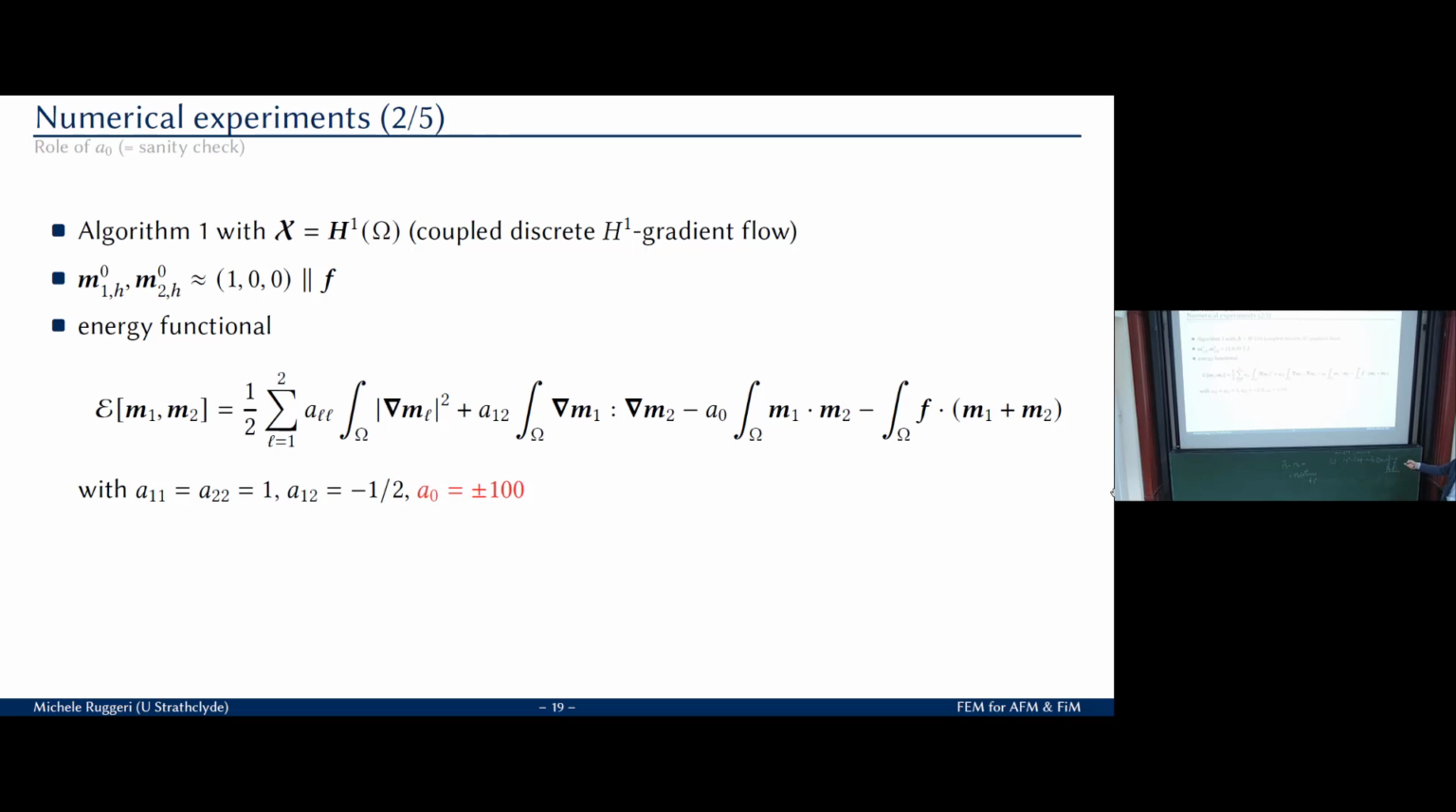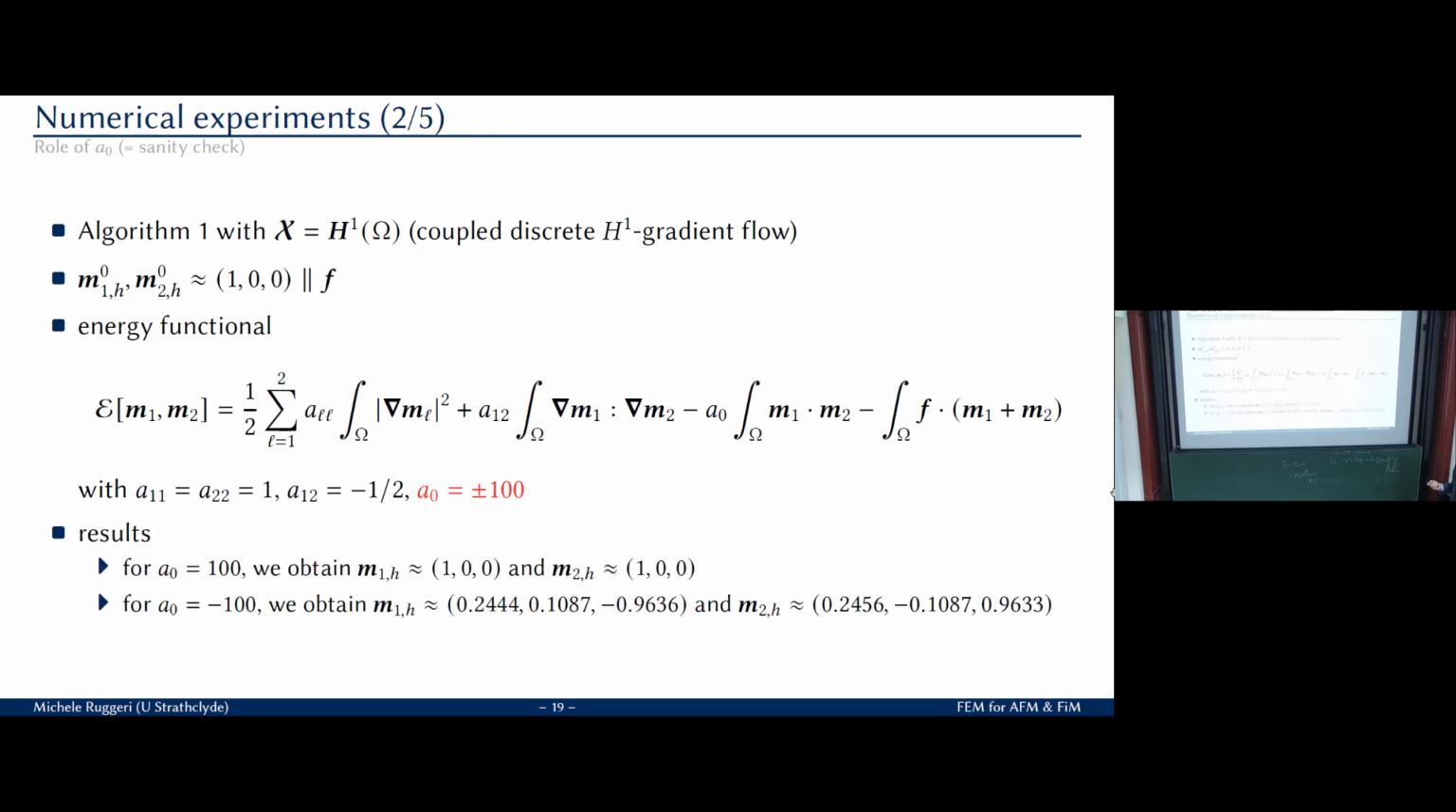And here I use an initial condition essentially aligned with the field, in the sense that it is 100 up to some numerical perturbation to make things a bit more numerically stable. And we get what we expect. If A0 is equal to 100, so positive, then the stationary point is perfectly aligned with the field. And if A0 is negative, we get this thing. And as I said, you would like M1 and M2 to be anti-parallel to each other.